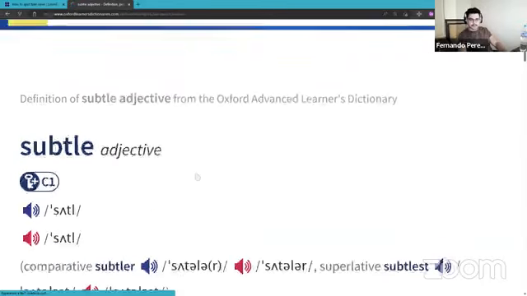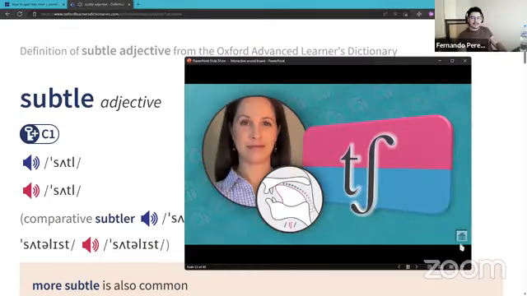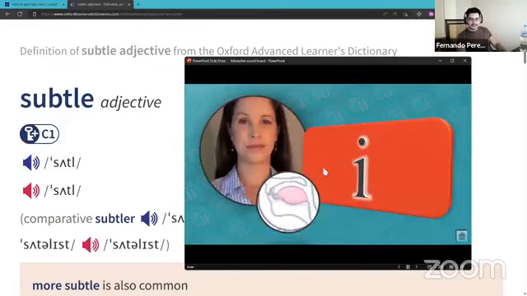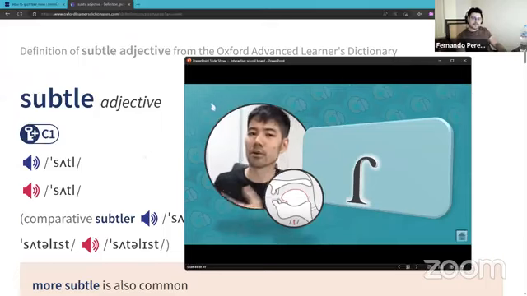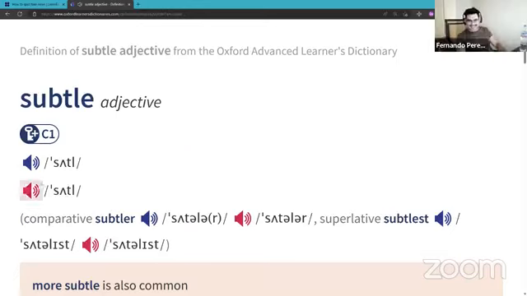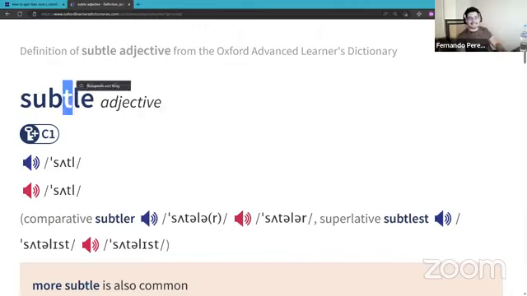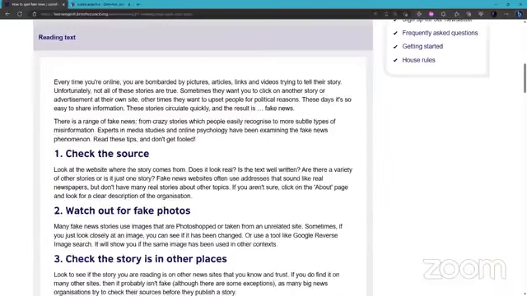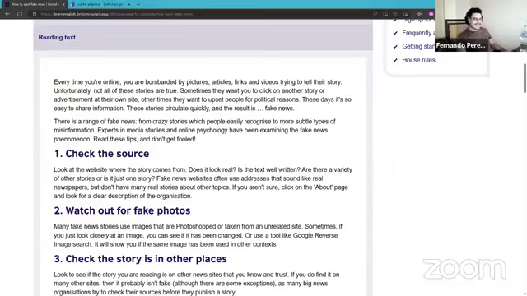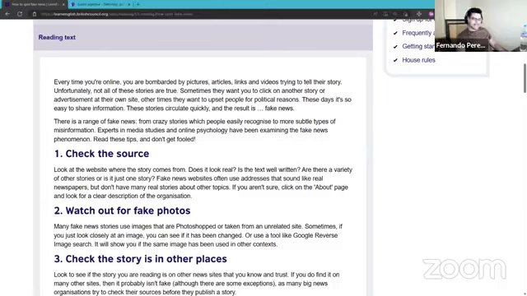Subtle. Exactly. I would recommend, instead of using the T, use the soft R sound, like settle. The B doesn't sound, the T transforms, and it's different. Subtle. Yes, recognize more subtle types of misinformation.